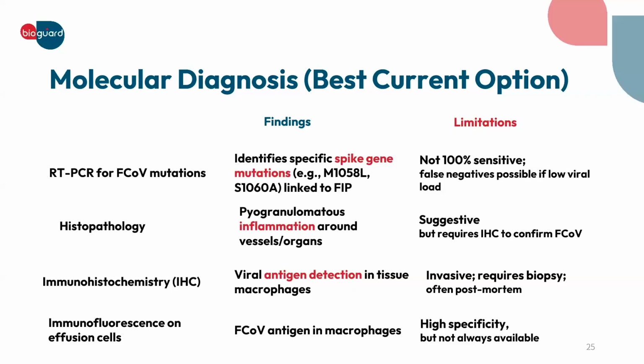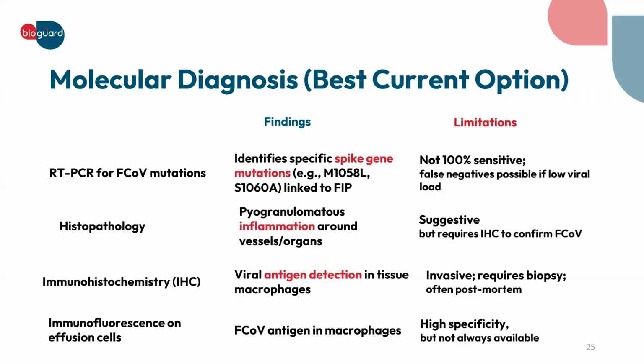Okay, so the advanced methods are more detailed molecular diagnostics, often performed by a reference lab or more advanced clinics or hospitals that have these facilities, where they can do PCR directly for the FCoV mutations. Okay, so this RT-PCR can identify the mutations, usually the spike gene mutations, which we previously discussed. But there is a limitation that it could be not 100% sensitive. False negative results are still possible based on low viral load.